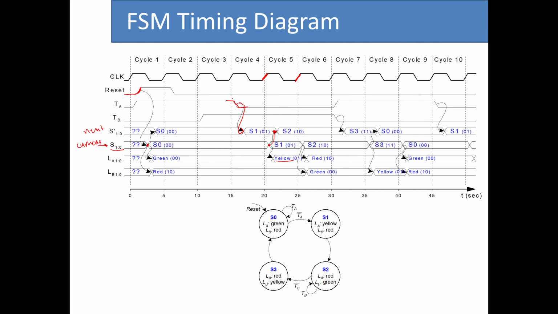Since, as you can see here, TA is now 0 and TB is 1, right? And if you look closely in this area, you see how we gave preference to TA because of our design. When we are at state 0, we only care about the value for TA. So even though the value for TB changed from 0 to 1, nothing happens. But as soon as the value for TA goes from 1 to 0, we start the process of going to the next state.